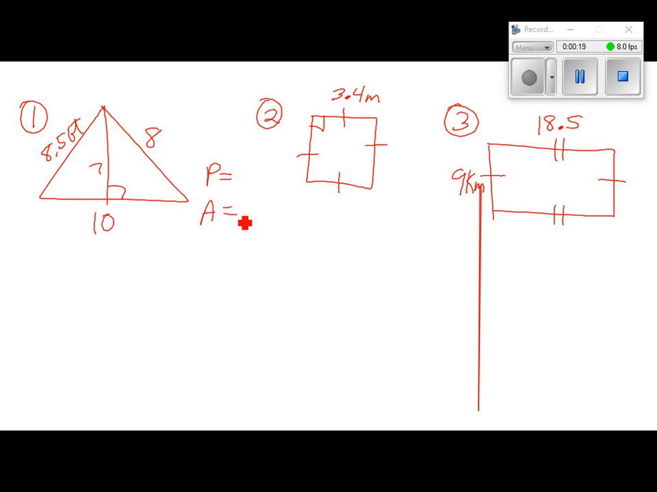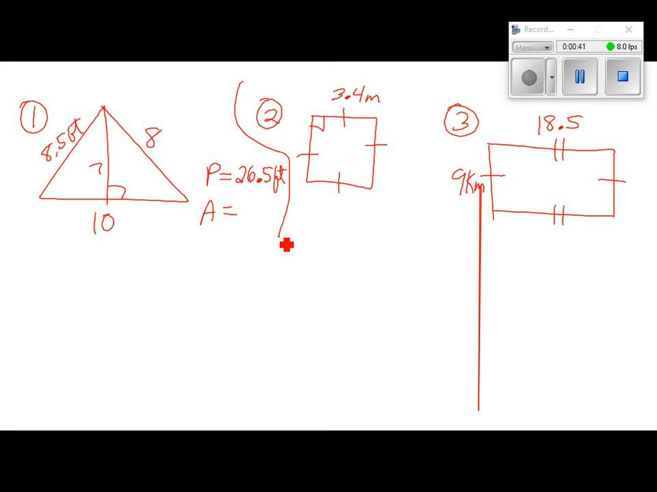To find the perimeter, we just add up all the sides, so that's 8.5 plus 8 plus 10. Make sure you got your calculator handy. 8.5 plus 8 plus 10, and that gives you 26.5. Don't forget your units, that's feet. That's for the perimeter of the first one.